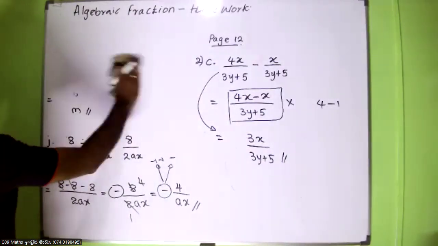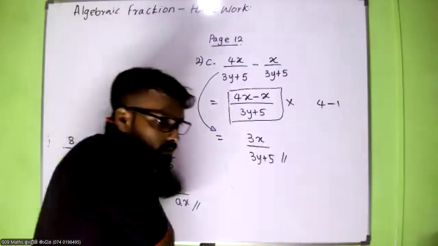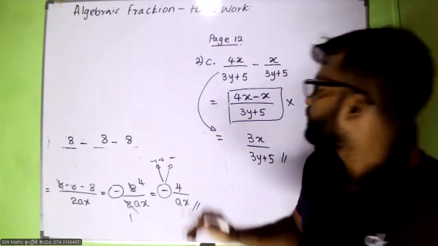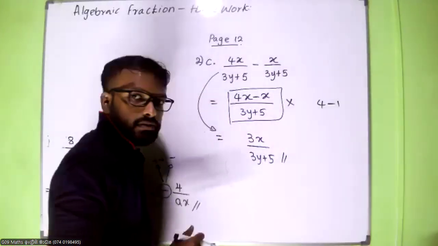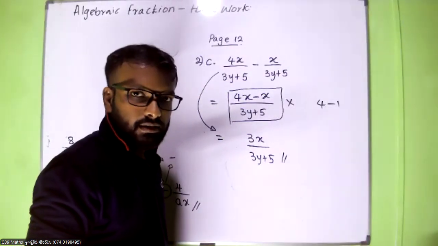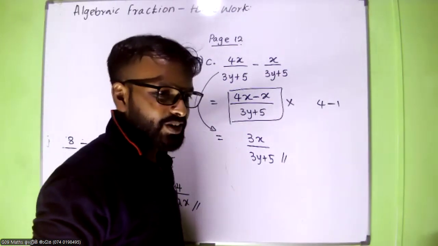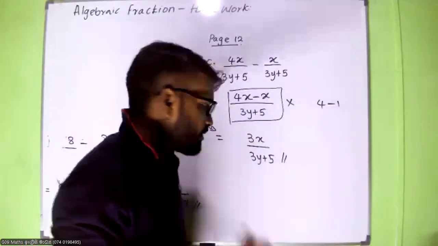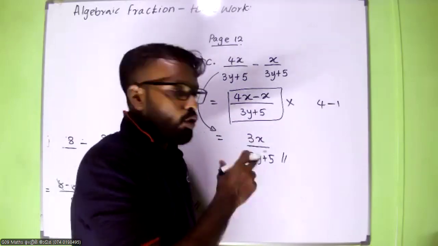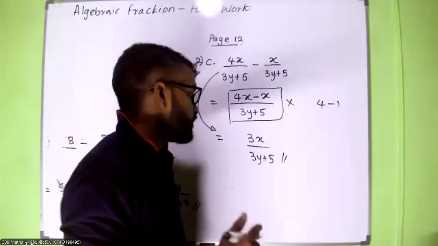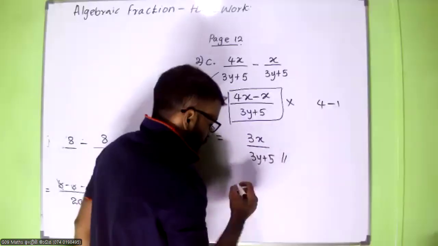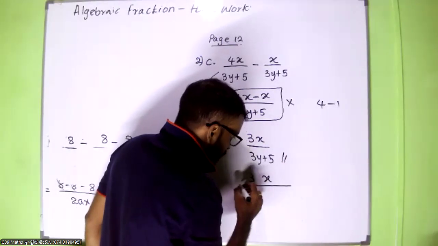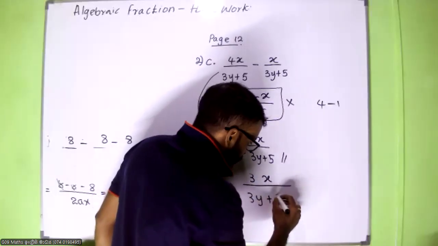Sir, is there any more to simplify? No. Here, no simplifications. 3 and 3? No, you cannot simplify that. I will give you a reason. Most of you get this wrong in X and Y. Look at the board. So I will explain. So this is 3x divided by 3y plus 5.